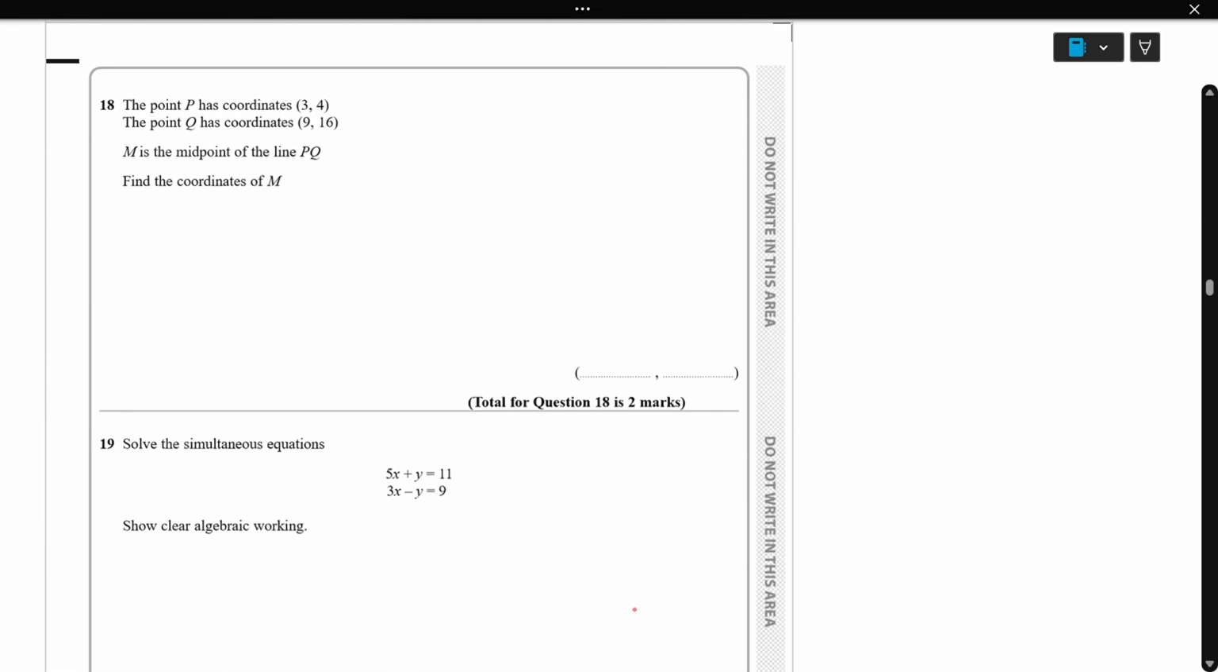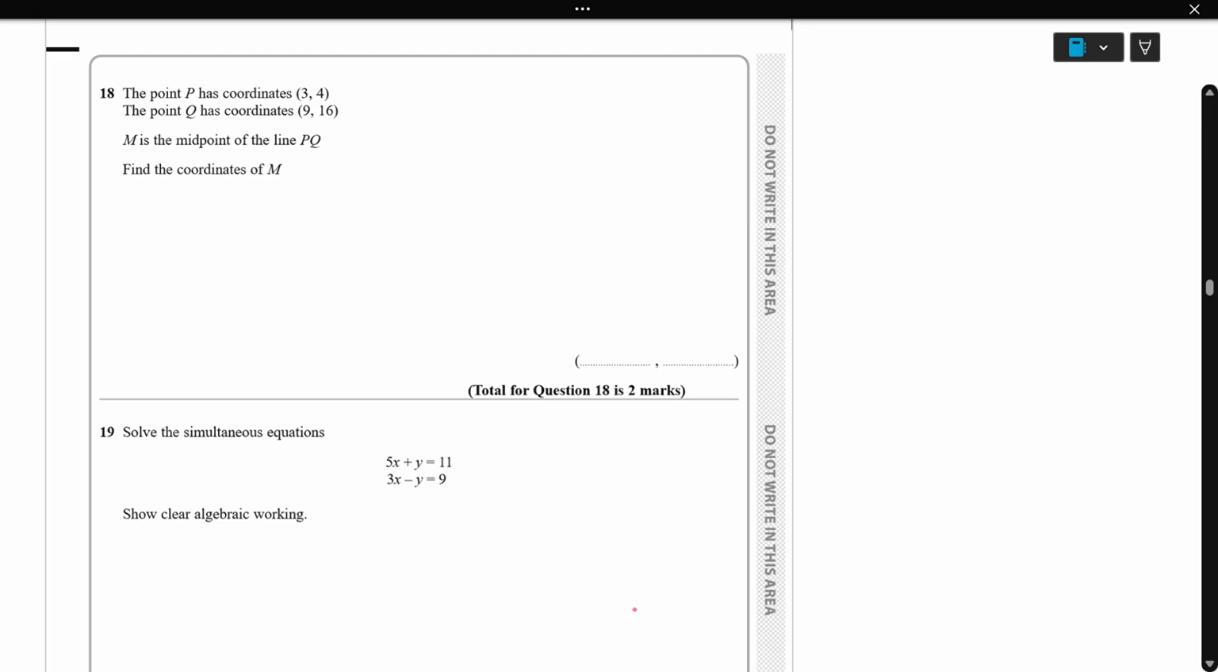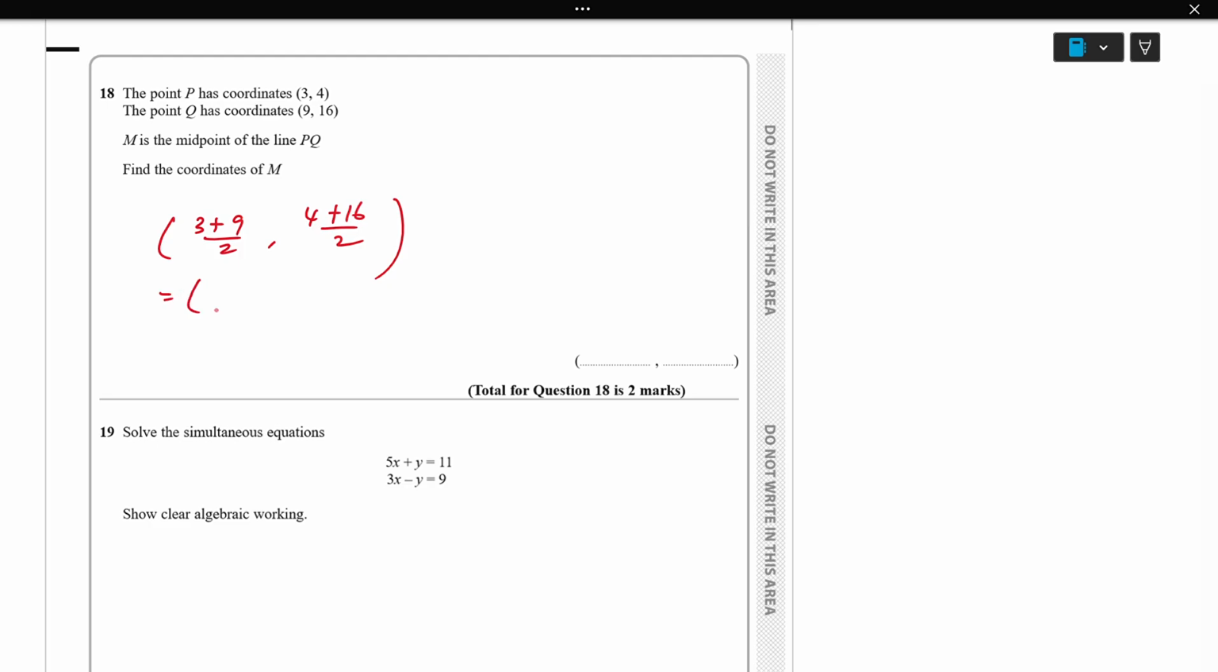Next, the point P has coordinates (3, 4) and the point Q has coordinates (9, 16). M is the midpoint. Finding the midpoint, first the x-coordinate: 3 plus 9 over 2, and the y-coordinate: 4 plus 16 over 2, which is 12 over 2 and 20 over 2, which is 6 and 10. So the answer is going to be (6, 10). So close the bracket, 6 and 10 here.